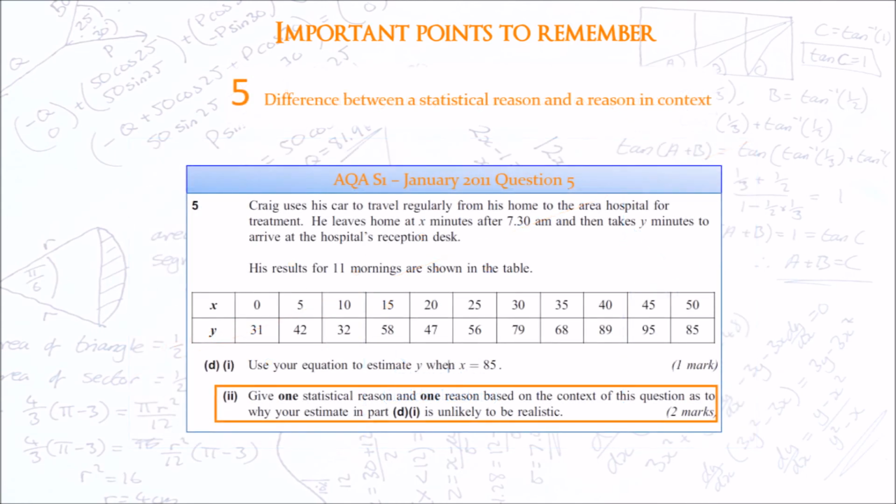Part 5 is the difference between a statistical reason and a reason in context. So quite often you'll be asked to do both of these. A statistical reason, this might be, for example, talking about interpolation or extrapolation, might be referring to the strength of your product moment correlation coefficient and so on. Whereas a reason in context wants you to ignore all the numbers and simply just look at the context of the question and try and think about what it is that isn't working or is working here.